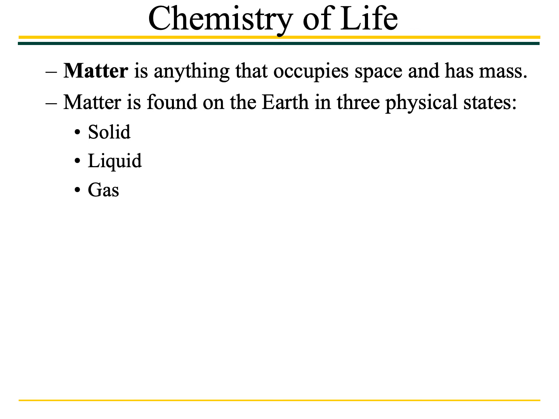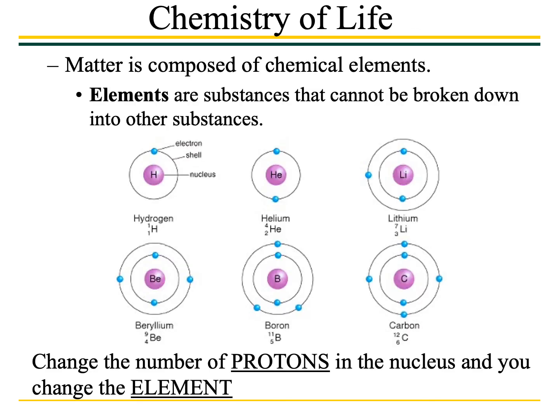So then, starting with the very basics, the first thing I want to state is that all organisms are made up of matter. Matter is anything that occupies space and has mass. It's found on Earth in three distinct physical states: solid, liquid, and gas. Now, matter is composed of chemical elements.